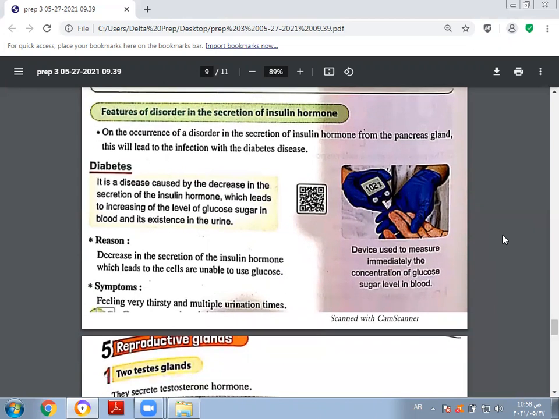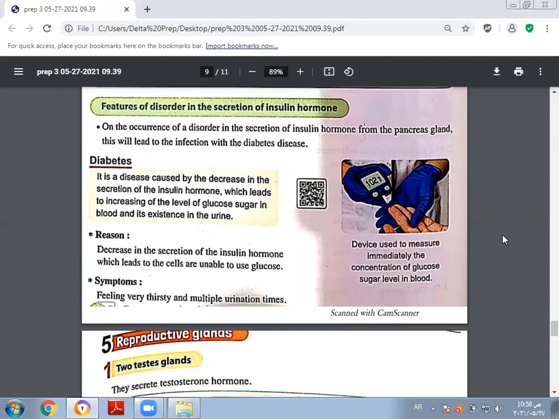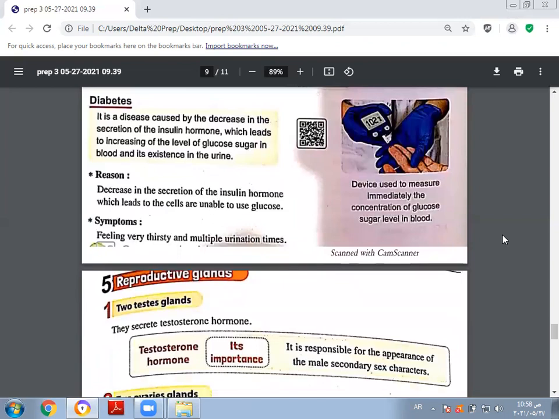What is diabetes? It is a disease caused by the decrease in the secretion of insulin hormone, which leads to an increase in the level of glucose sugar in the blood and its existence in the urine. The reason for diabetes is a decrease, as we mentioned before, in the secretion of insulin hormone, which leads to the cells being unable to use glucose. Its symptoms are feeling thirsty and multiple urination times.